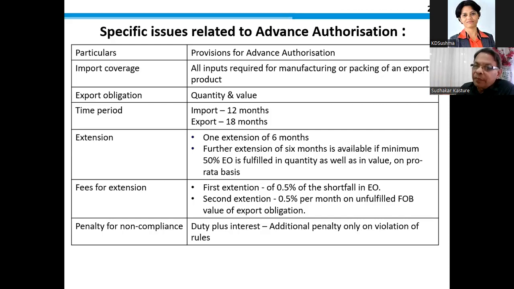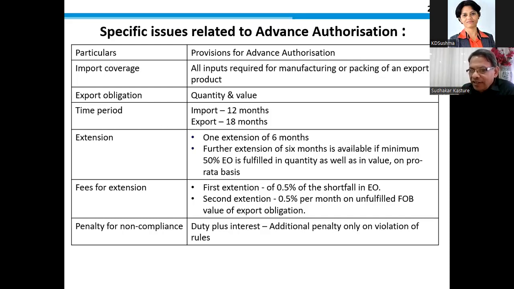And I must earn some additional amount of money, which is commonly known as value addition. The value addition for advance authorization scheme is 15%. In other words, if I'm importing goods worth $100 and manufacture a product, I must at least earn $115. $15 is addition to my kitty, my government kitty. Because I'm spending $100, I'm earning $115. So it is governed by quantity and value.